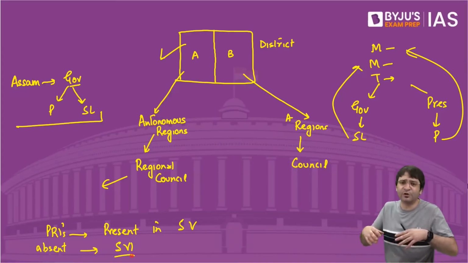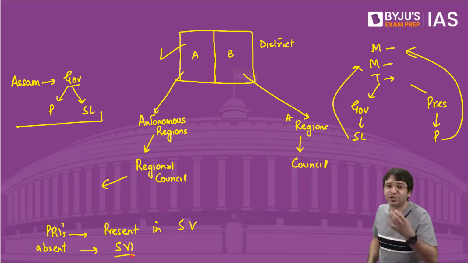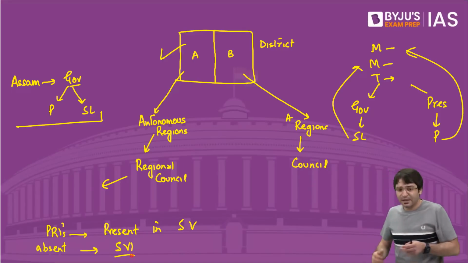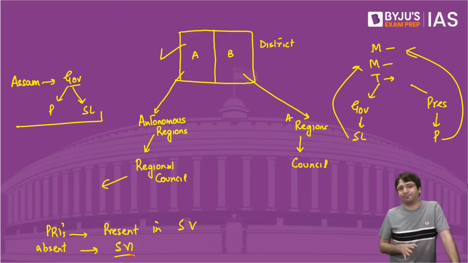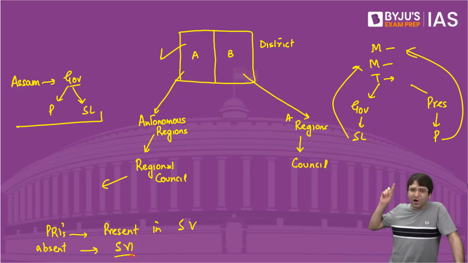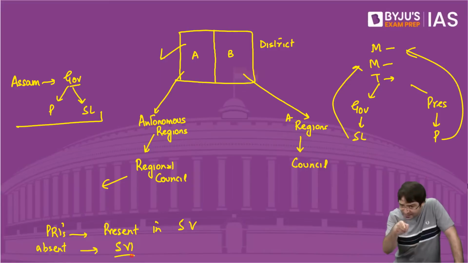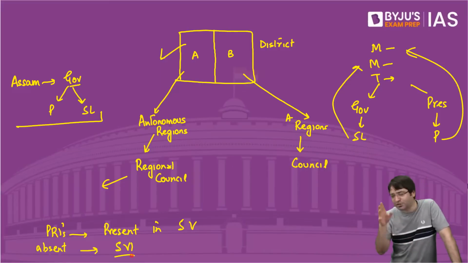Let's say tomorrow a Uniform Civil Code is passed. Or let's say tomorrow land acquisition is passed. If I am the governor of Assam, I get to decide whether this parliamentary law will apply to Schedule 6 area or not. Whether the state law will apply to this tribal area or not.